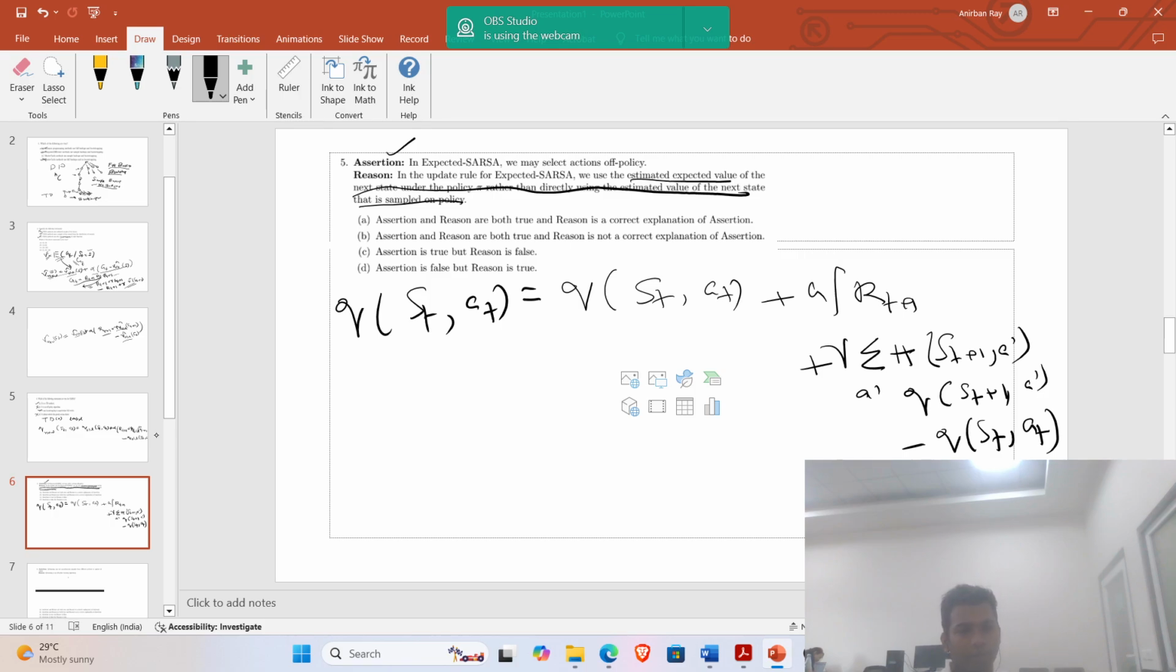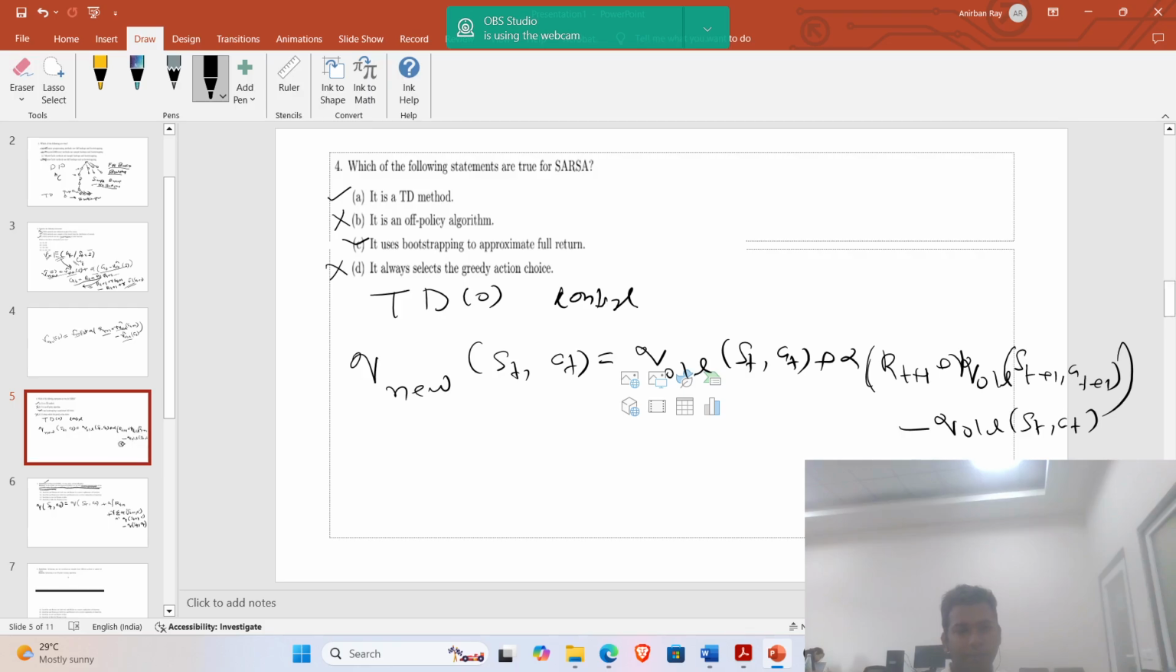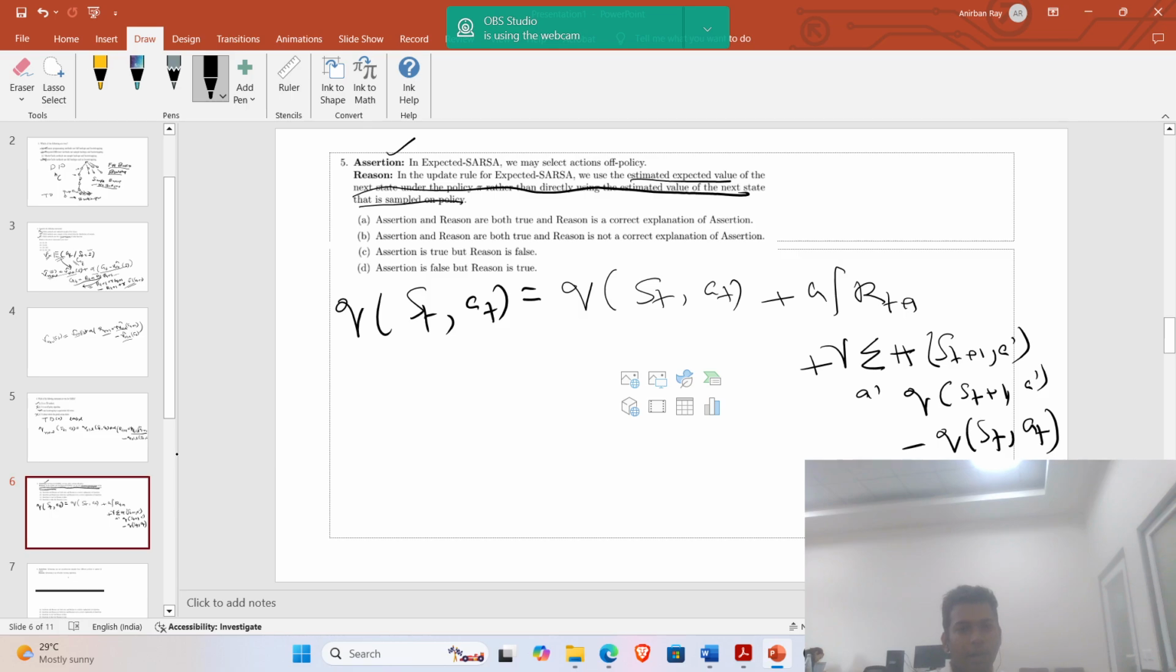If you compare with the previous one, in the previous one we are just using the estimated value of the next state directly, but here what you're doing is taking the expected value over this new state of Q. So that is what is written, and that is why it is off policy. So the reason and assertion both are correct actually. Answer is A.